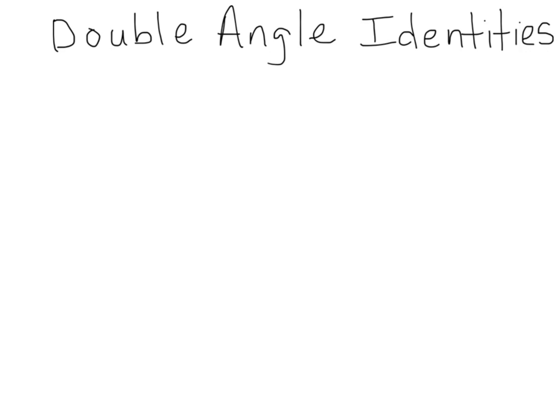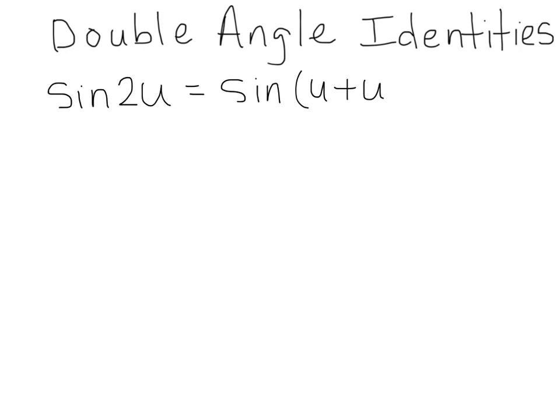Today we're going to look at double angle identities. The double angle identities come from using the sum formula that we studied in section 5.3. If we look at the sine of 2u, that means we're doubling angle u. This comes from taking the sine of u plus u.